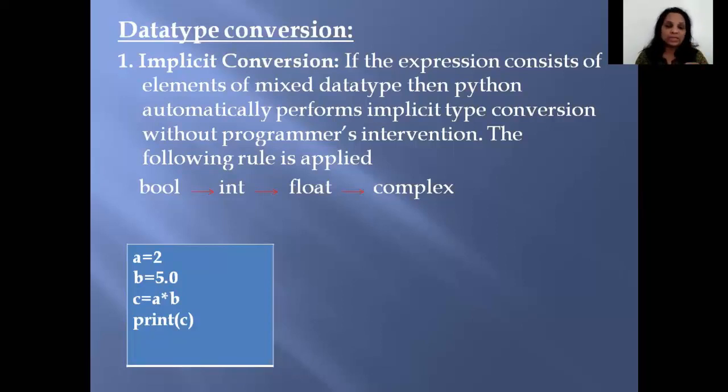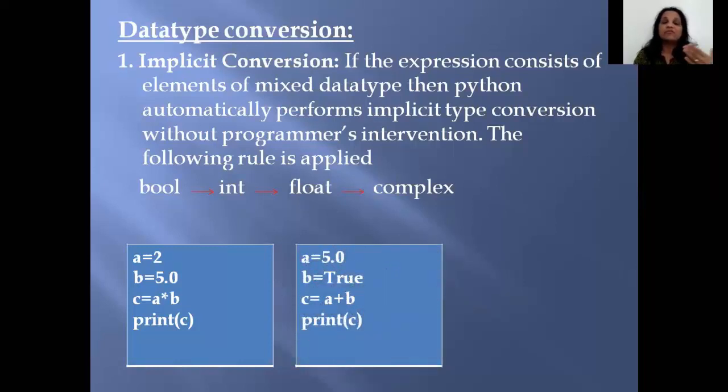So when I display the answer, it's not going to show me 10, but it's going to show me 10.0. So if I ask you, what is the data type of C? C is a float. Now, some think that A also has become a float. No, A continues to remain 2, but in the expression C is equal to A into B, the 2 got converted to 2.0. And who did it? The Python interpreter did it automatically because of the concept of implicit type conversion. Is that clear? Okay. Next, we see another example.